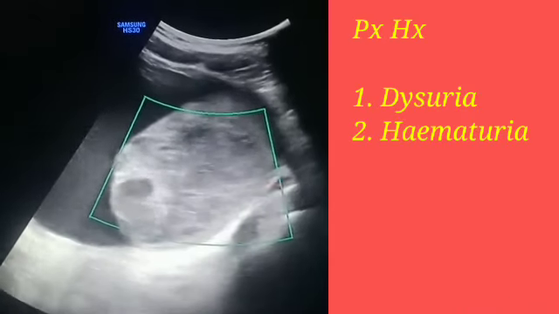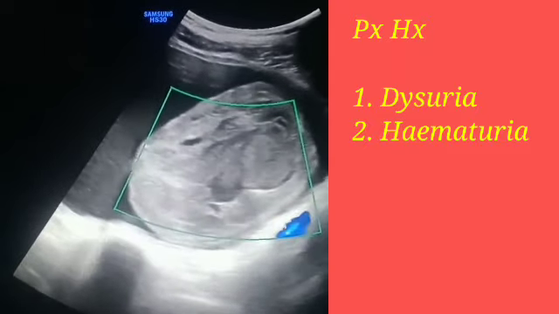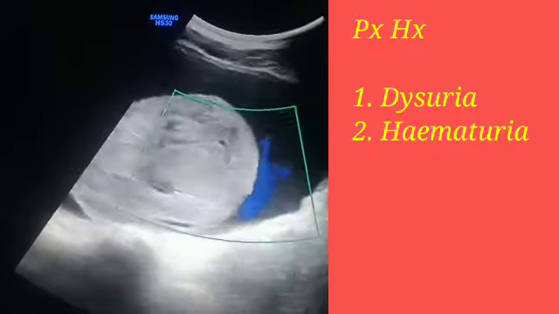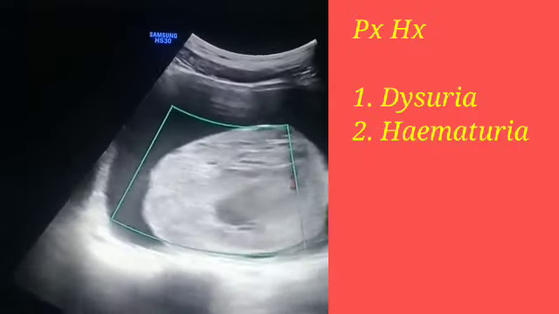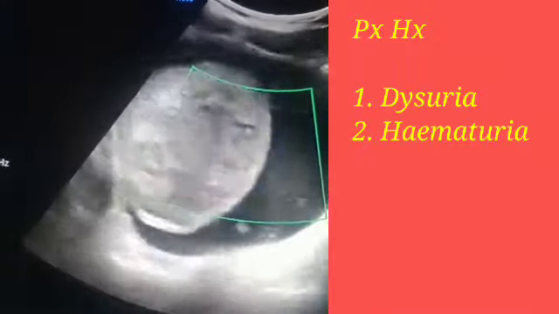So what is this? The patient's clinical history is dysuria and hematuria. Is it a neoplastic process? You can see that the mass is avascular and it is gravity dependent. This is a classical case of urinary bladder hematoma.